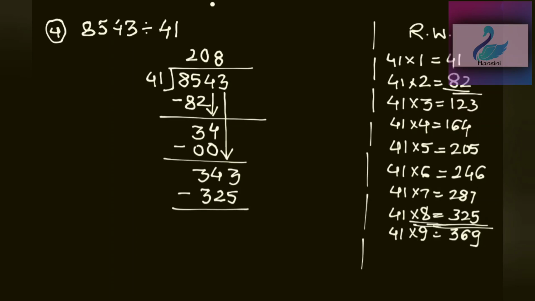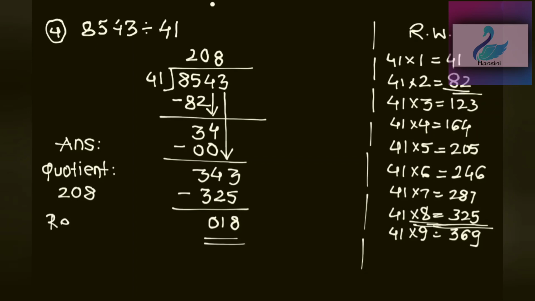Now search for 343 in the 41's table. So 369 is greater than 343. So we will take 41 multiplied by 8, 325, which is less than 343. So in the quotient's place I will write 8 and I will subtract 343 by 325. I get the remainder as 18. So the quotient is 208 and the remainder is 18. So 8543 divided by 41. Quotient is 208 and remainder is 18.